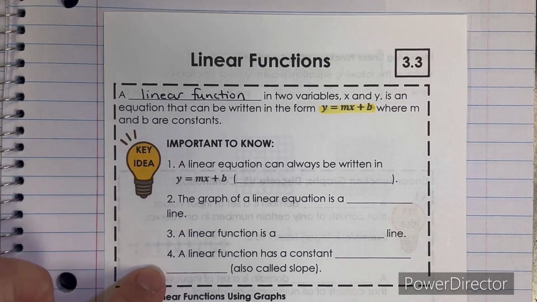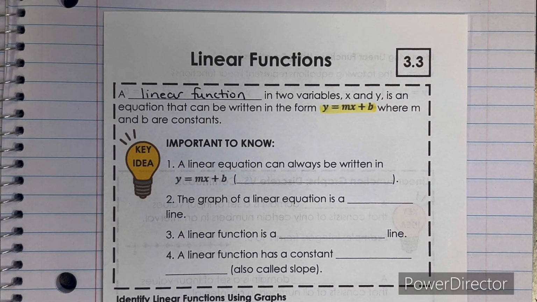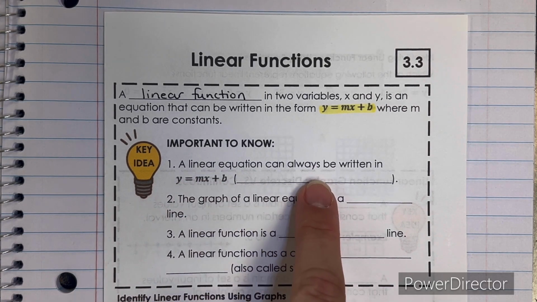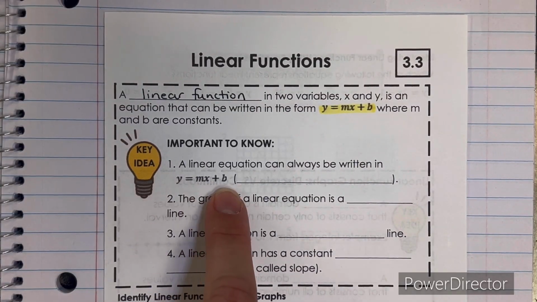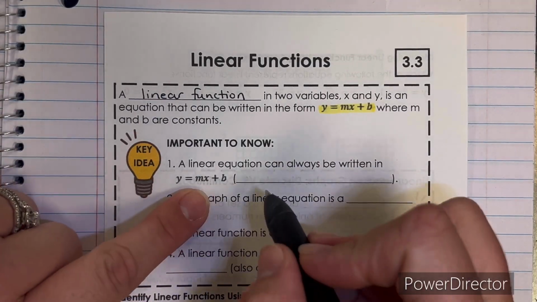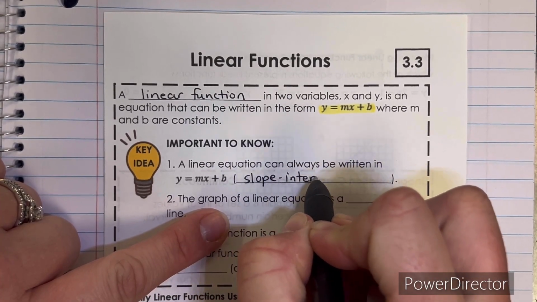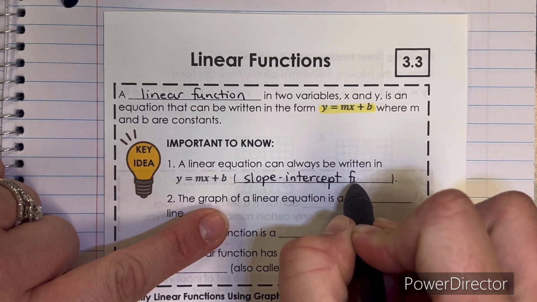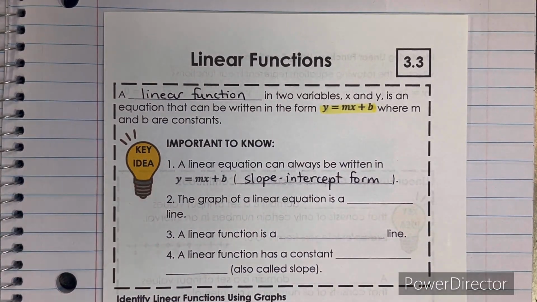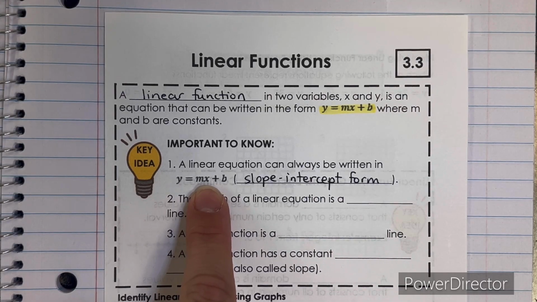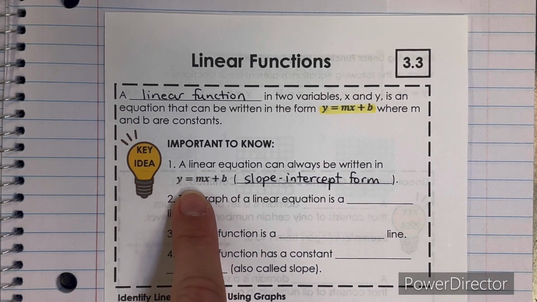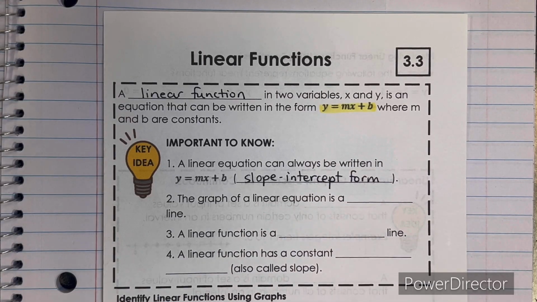All right, so now let's talk about the 4 things that I need you to know about linear functions before we ever look at any kind of practice problem. So the first one is a linear equation can always be written in y equals mx plus b. This particular equation is called slope-intercept form. So if you guys ever hear me say slope-intercept form, this is what I'm talking about, y equals mx plus b. I never really say y equals mx plus b. I'll always call it slope-intercept form instead, so make sure you know that.